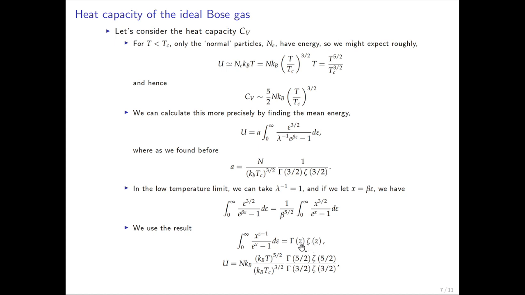And of course, these are just numbers, right? And remember, we had this a here that we found from the number constraint. And now if we complete this integral, we get something that's fairly easy. In fact, it's very much like what we guessed up here. It's just that we have different factors out here. And these are just numbers and can be evaluated, by the way.